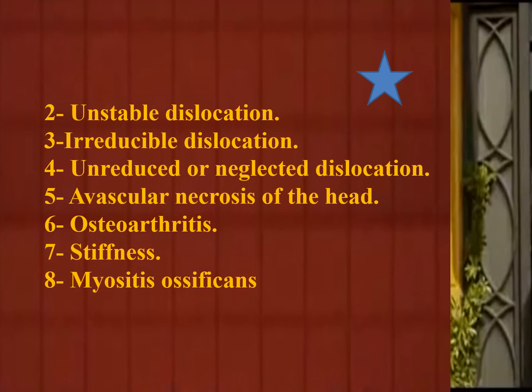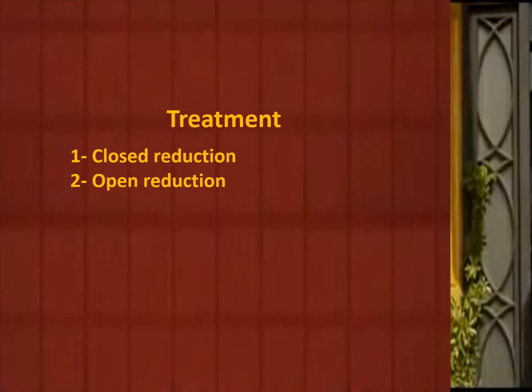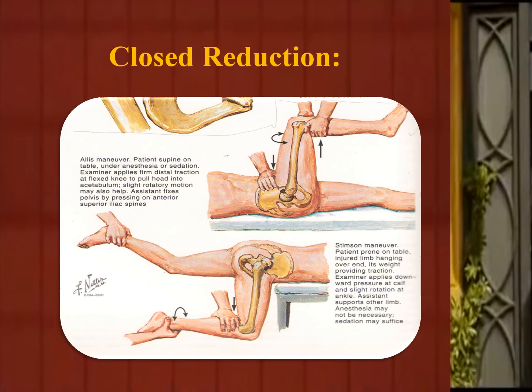Unreduced or neglected dislocation means the patient presents to the doctor after the passage of several days or sometimes a month. It is difficult to reduce conservatively, and it must be operated upon. Number 5 is avascular necrosis of the head, osteoarthritis, stiffness, and myositis ossificans. Treatment of posterior dislocation of the hip is either by closed reduction or by open reduction. That's the picture of closed reduction.